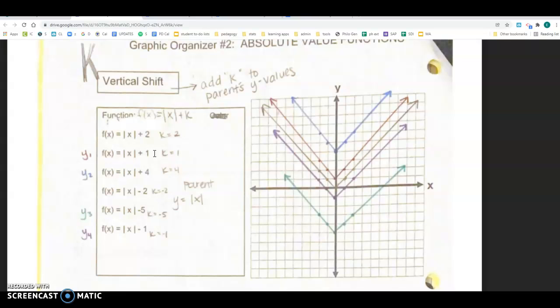We're shifting the graph up and down. So as you were plotting those V-shaped graphs, you might have noticed that some of them were higher, some of them were lower, but they were basically copy-paste up or down the y-axis. So make sure you write down that a vertical shift at some point is K, and it's outside. K is the value being added or subtracted outside the absolute value.